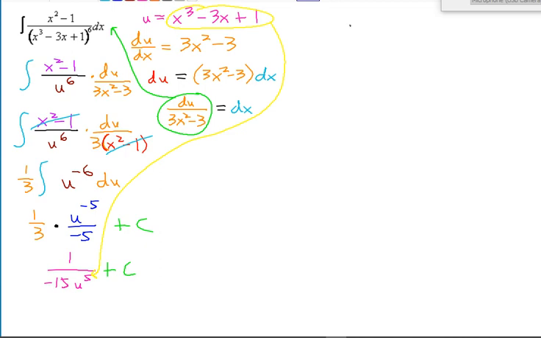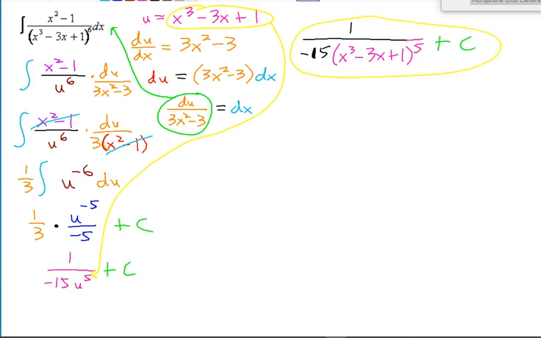So it'd be 1 over negative 15. And then we just substitute that in, so it'd be x cubed minus 3x plus 1 to the 5th, and then plus c. That would be your indefinite integral, or also referred to as the antiderivative.